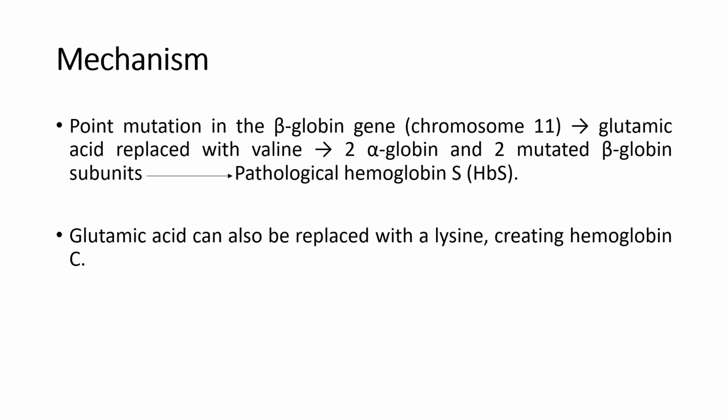Why does such a replacement of amino acid occur? It is due to a mechanism called a point mutation in the beta globin chain that is seen on chromosome number 11. Because of this point mutation, the glutamic acid is replaced with valine, which leads to 2 alpha globin and 2 mutated beta globin subunits, leading to pathological hemoglobin S, that is HbS. This is the sickle hemoglobin. Sometimes this glutamic acid can be replaced with another amino acid called lysine, creating hemoglobin C, the other abnormal hemoglobin.